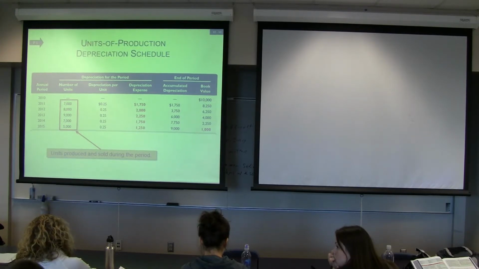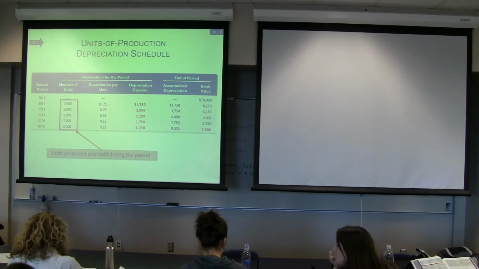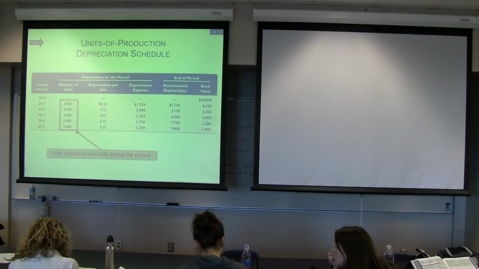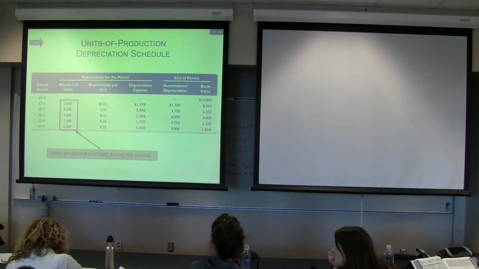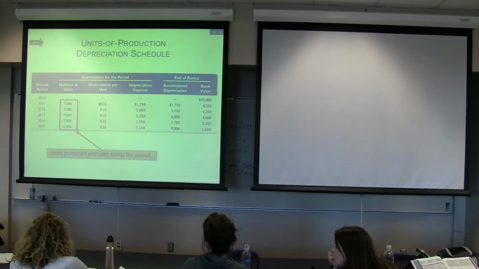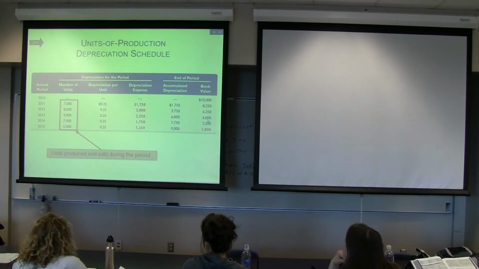Because what will happen is, when you dispose of it, like when you sell it, the difference from the book value comes in. Suppose they sold it at the end of 2013, when the book value is 4,000. That's when the reconciling comes. If they sold it for 5,000, there'd be a $1,000 gain in disposal of assets. If they sold it for 3,000, there'd be a $1,000 loss in disposal of assets.